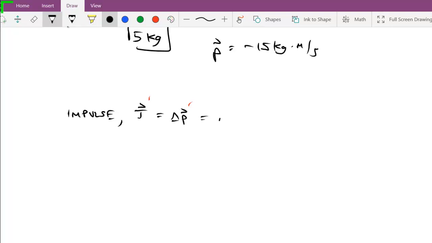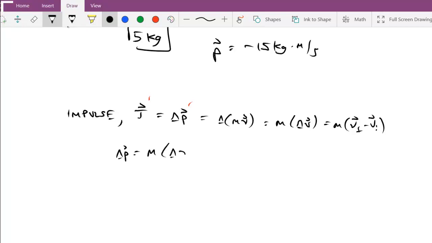We would have a change in mass times velocity, since momentum is mass times velocity. But if the mass doesn't change, this is the same as a mass times a change in velocity, which is a mass times the final velocity minus the initial velocity. So all of these things are true. But a change in momentum is not quite a force. If we write it out here, a change in momentum is equal to a mass times a change in velocity. It's very close, but it's not quite a force.